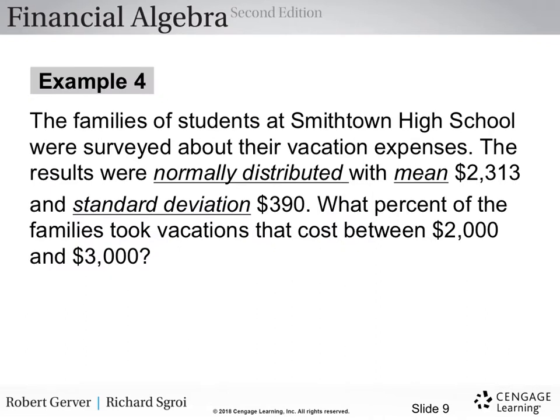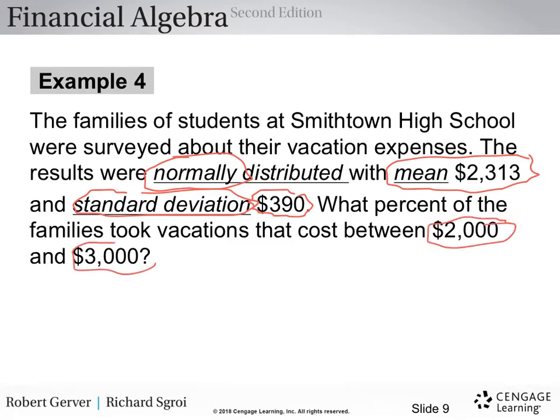All right, let's look at another example. The families of students at Smithtown High School were surveyed about their vacation expenses. The results were, again, notice, normally distributed with a mean of $2,313 and a standard deviation of $390. What percent of the families took vacations that cost between $2,000 and $3,000? All right, so let's take a look how we're going to solve this.